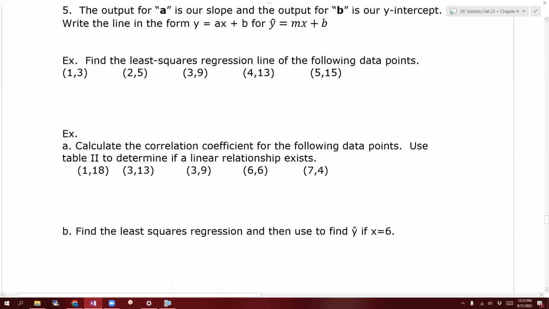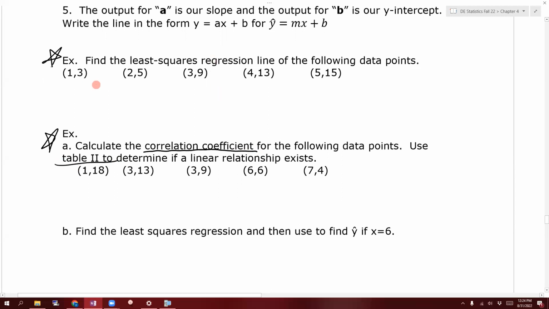All right. Here we have a couple of different questions. Go ahead and answer these first two parts. So the first one, you're asked to find the least squares regression line. And for the second one, we're looking to see if our R value, using table 2, lets us say that there is in fact a linear relationship. So pause your video and attempt to come up with your least squares regression line.